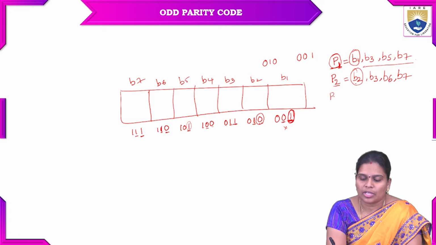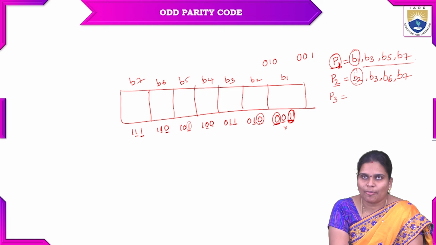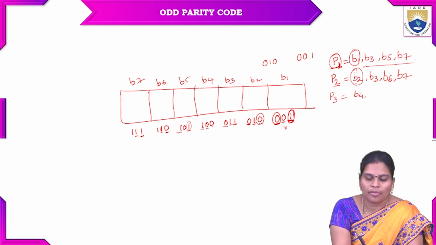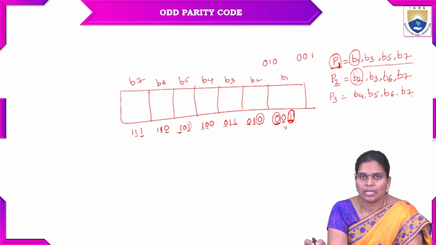Okay, next I want to check P3. Next bit, concentrating on the MS bit. Here the number of bits we take is 3. In B1, we do not have a 1 in the MS bit, so not taking B1. In B2 also 0, not taking it. B3 also the same. Next we take B4. Next MS bit is B5, next is B6, next is B7. B4, B5, B6, B7. Okay.